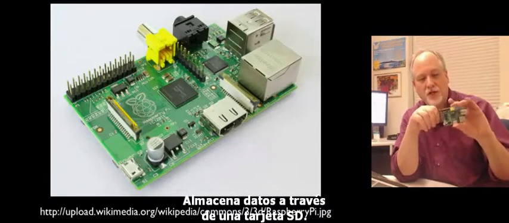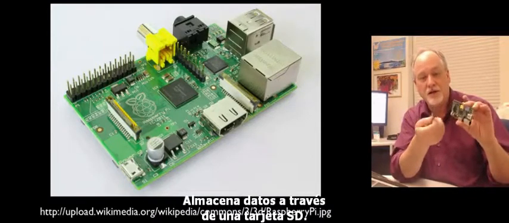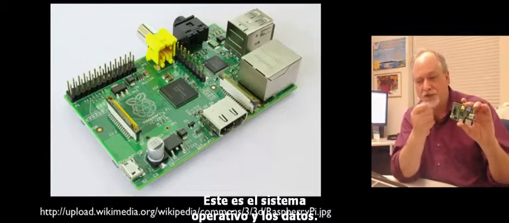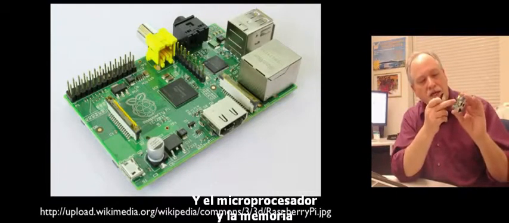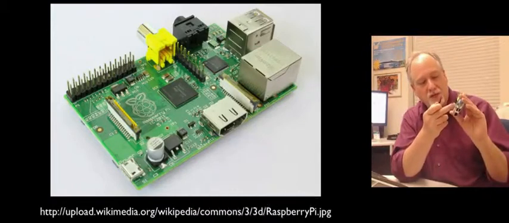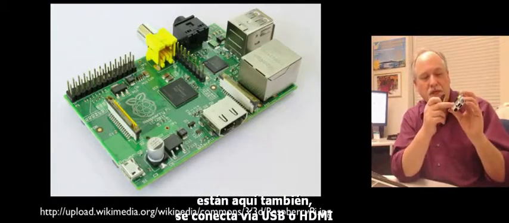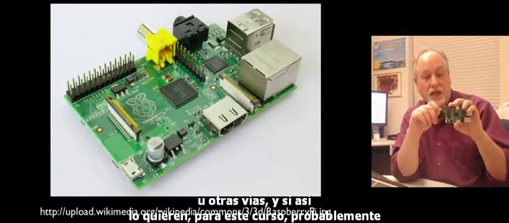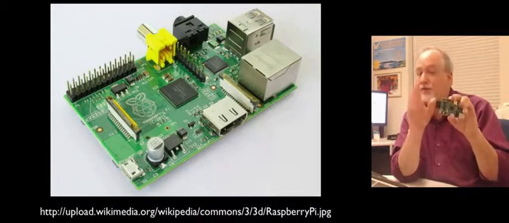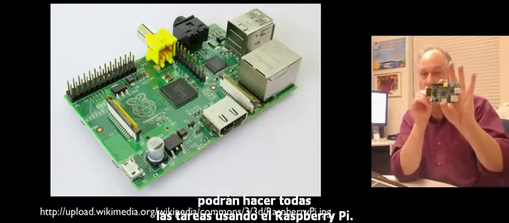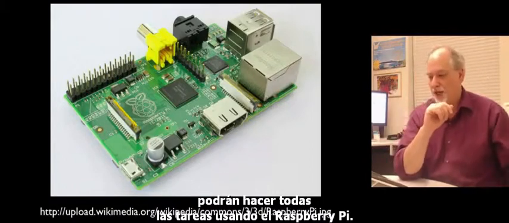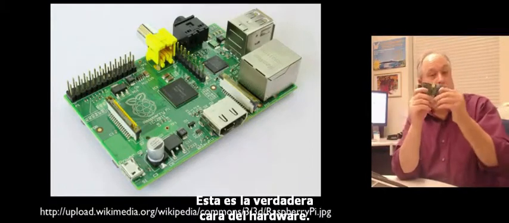It's got storage on an SD card right there. That's the operating system and the data. And it's got both a microprocessor and the memory in here as well. And it hooks up with USB and HDMI and various things. And if you want, in this course, you probably can do all of the homework using a Raspberry Pi if you so desire. So this is what hardware really looks like.